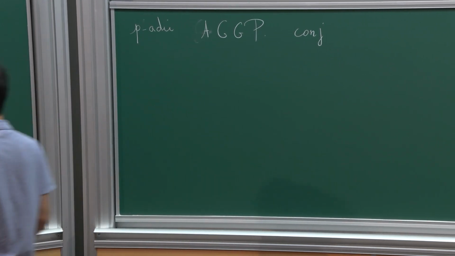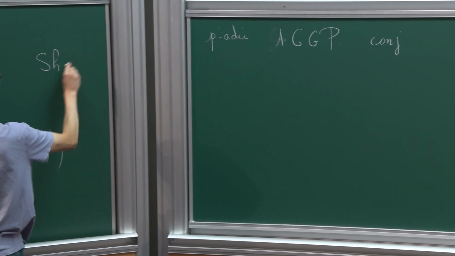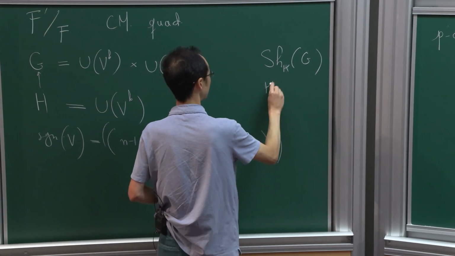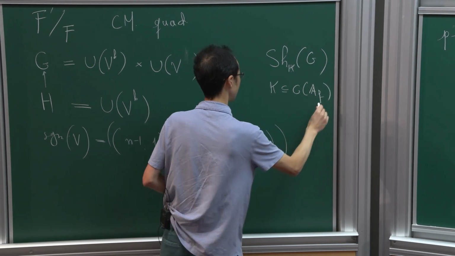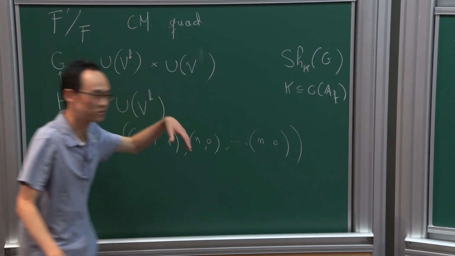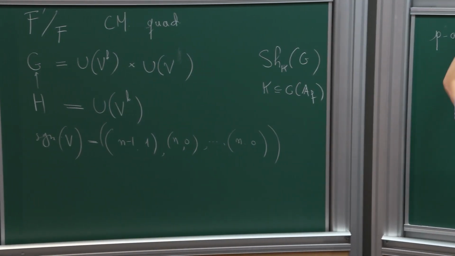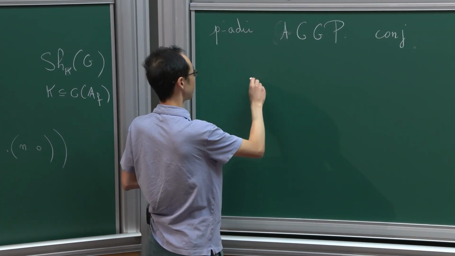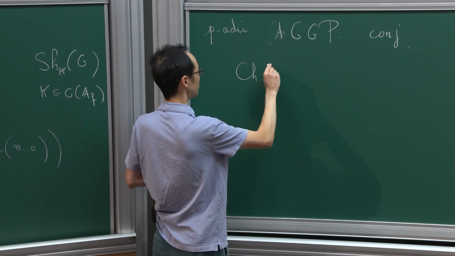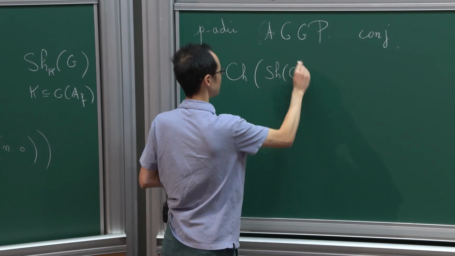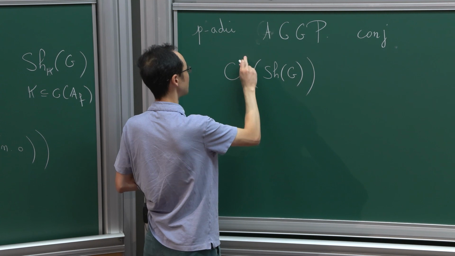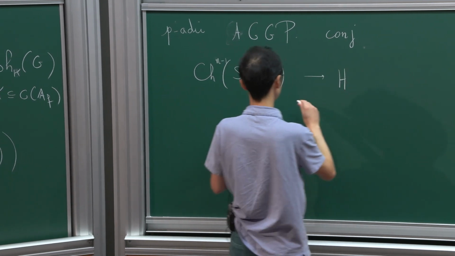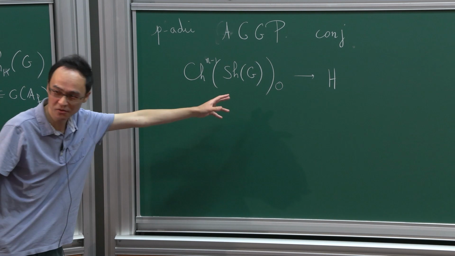So here I have the Shimura varieties attached to G. Maybe I should have put some level, but I will consider all possible levels here. Maybe I will sometimes forget to mention the level, but you should take the level structure. So the Chow group of cohomologically trivial cycles, at least if I put a level structure here, of a certain codimension, here codimension n minus 1. This goes to the cohomologically trivial part, which was the kernel of the cycle class map.